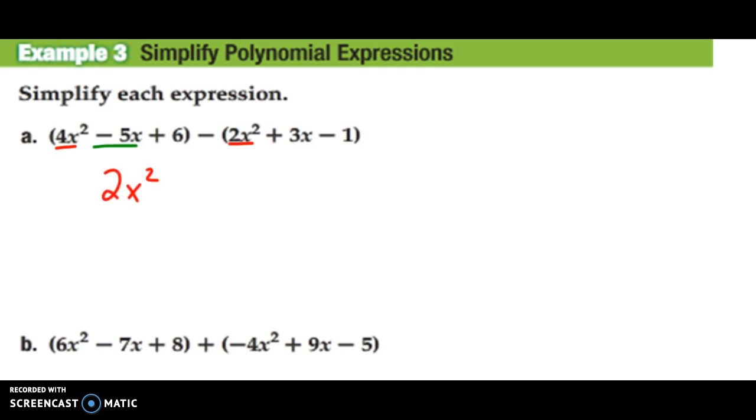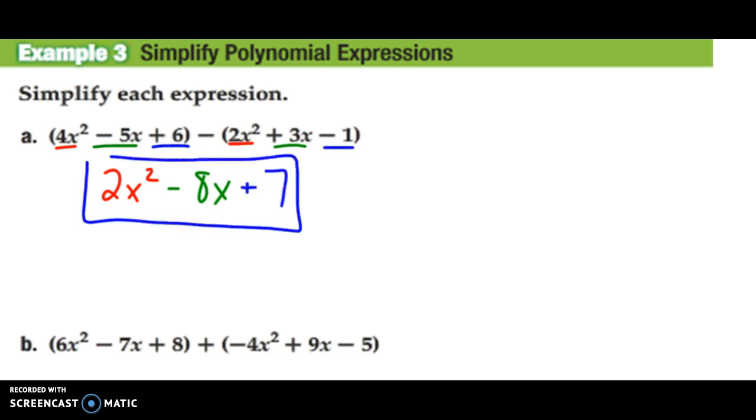Next, I have minus 5x minus 3x. So negative 5, and I'm going down 3 more, it's going to be minus 8x. Lastly, I have 6 minus a negative 1. Well, minus a negative is adding. So 6 plus 1 would be plus 7. So here is my simplified polynomial.